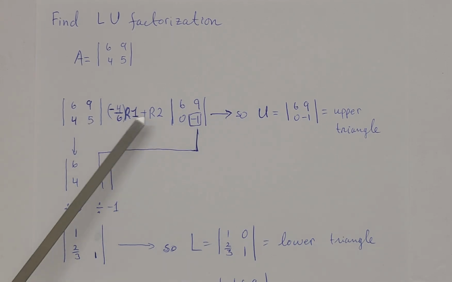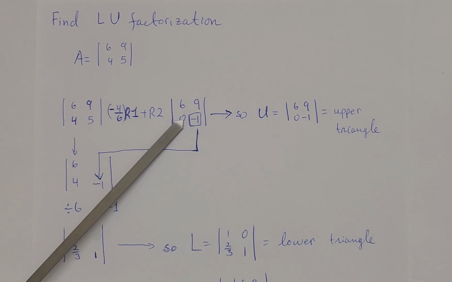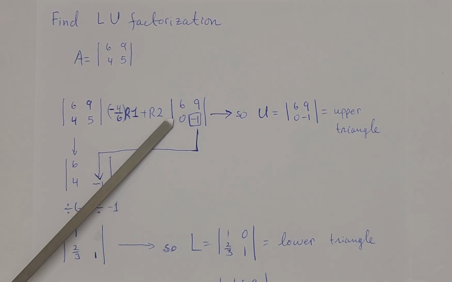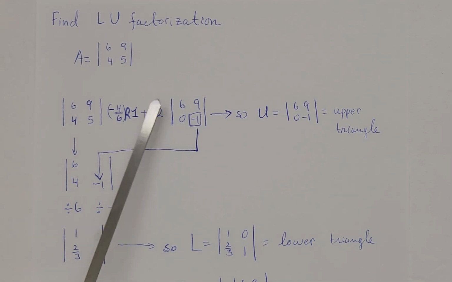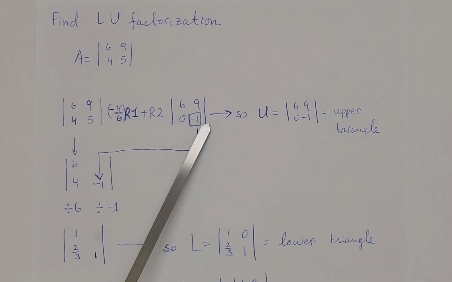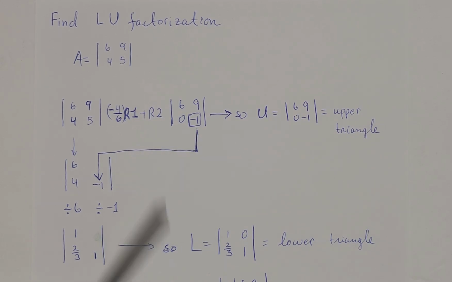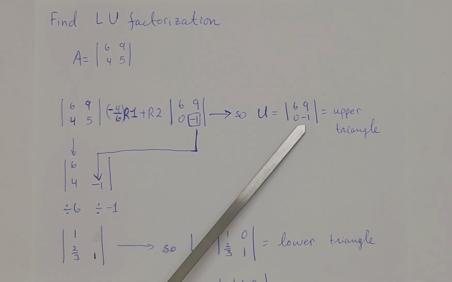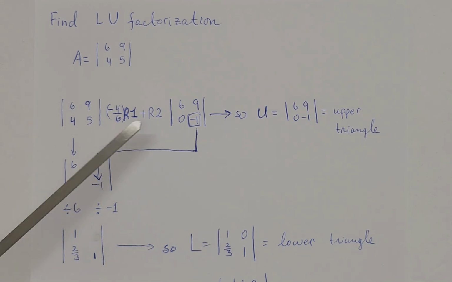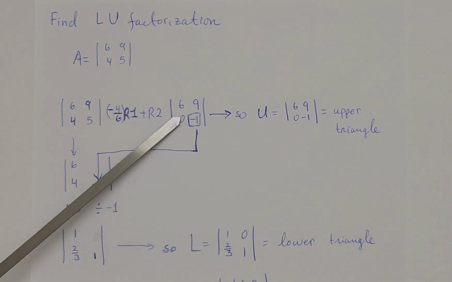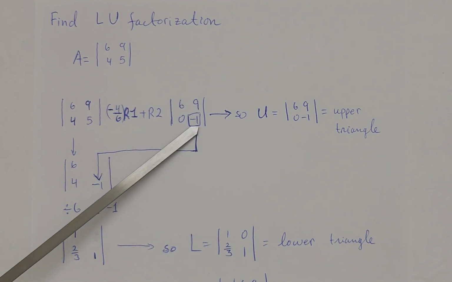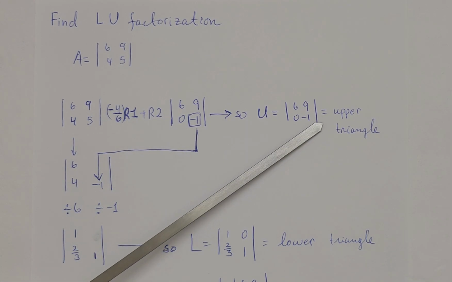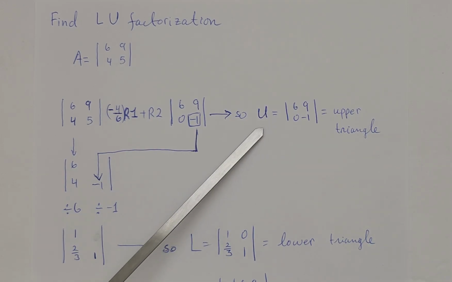Okay. Once this spot is a 0, then we can stop. So our upper triangle is just this part right here. And we write 6, 9, negative 1, 0. Once this spot is a 0, we stop. No more solving. This right here, where I am circling, will become our upper triangle. Okay, so we will label that as U.